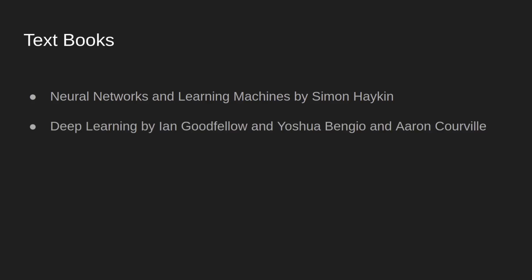The next book on this list is Deep Learning by Ian Goodfellow, Yoshua Bengio and Aaron Courville, and this book is an open source book on the MIT website. You can download it as a PDF.